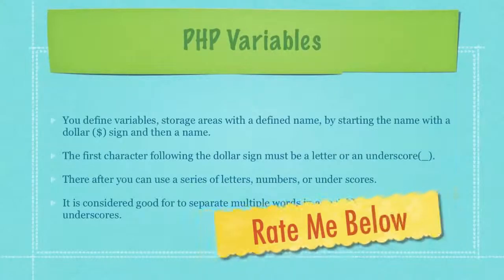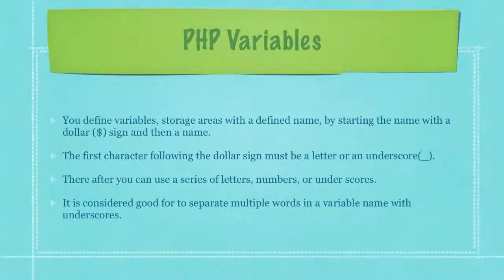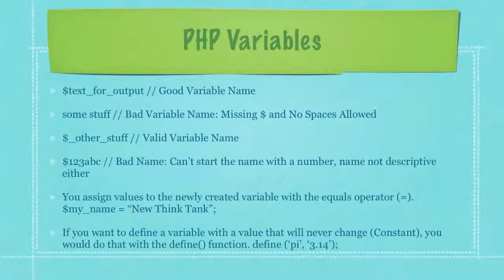You define variables, storage areas with a defined name, by starting the name with a $ sign and then a name. The first character following the $ sign must be a letter or an underscore. Thereafter, you can use a series of letters, numbers, or underscores. It is also considered good practice to separate multiple words in a variable name with underscores. Here are some examples of different variable names.